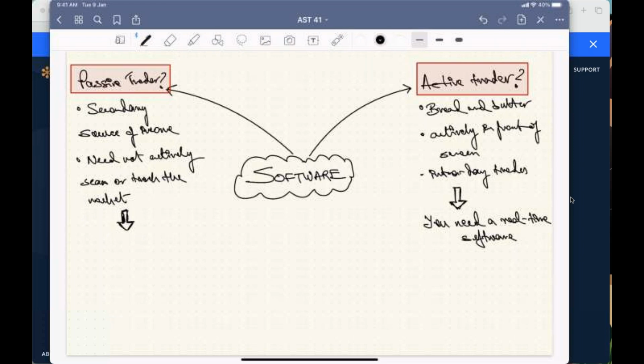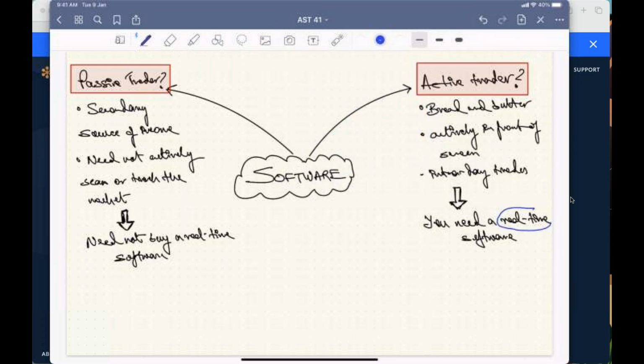So the passive trader need not buy a real-time software. I'm not saying don't, I'm saying need not. It depends on your budget. This is not your requirement, but if you have the money, you have the budget, you can spend. So what is the main difference between these two important terms?